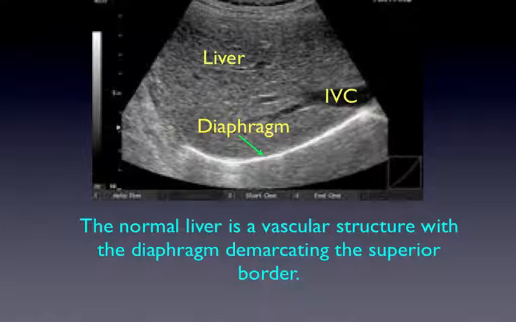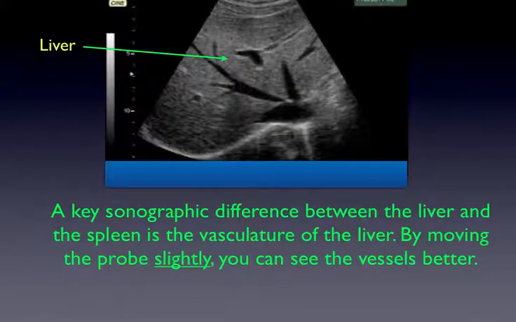Sometimes you can't see all the vascularity, but just by changing the axis of the probe by 5 degrees or so, you can get this image. Now in this image, we have the liver marked with the green arrow, and we have the hepatic veins draining into the inferior vena cava at the inferior aspect of this image. And the hyperechoic structure at the bottom is, of course, the diaphragm.